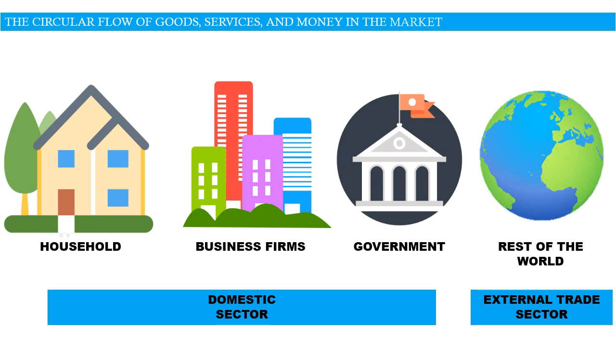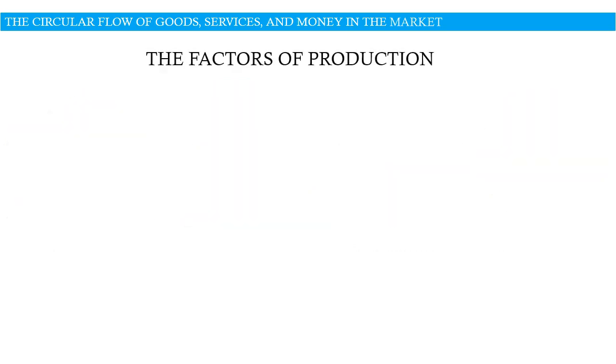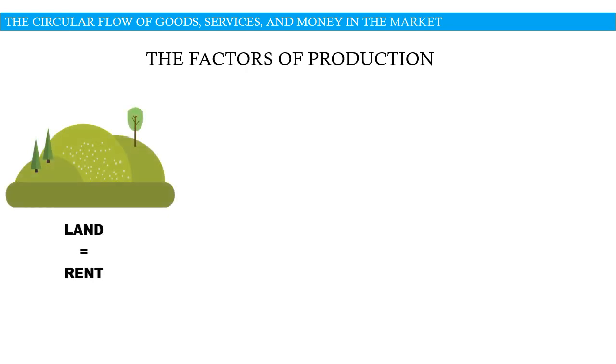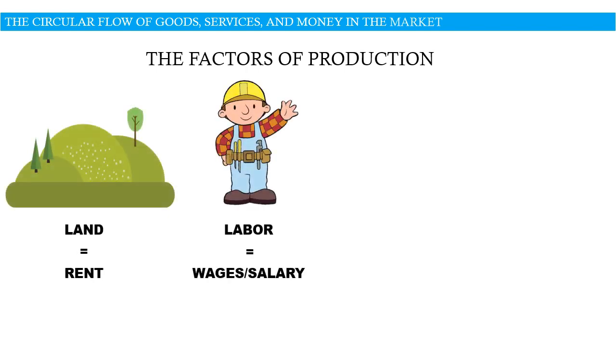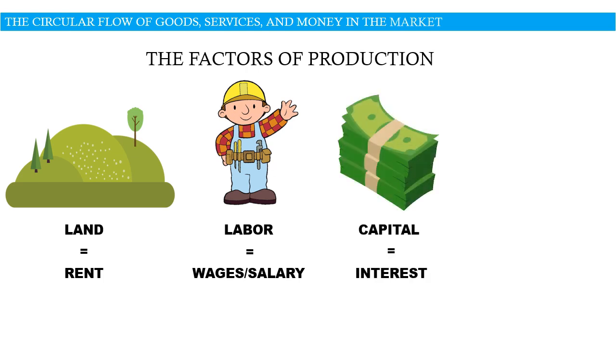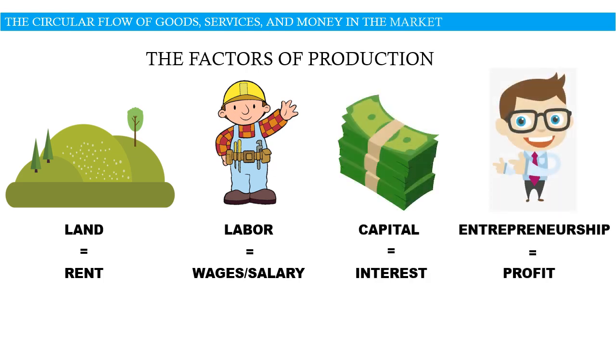Let's first identify the 4 factors of production: land, which is paid by rent; labor, which is paid by wages and salary; capital, which is paid by interest; and entrepreneurship, which is paid by profit. Let's go on to the circular flow diagram.